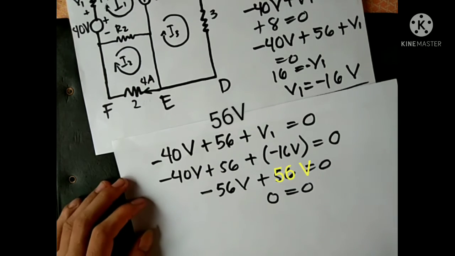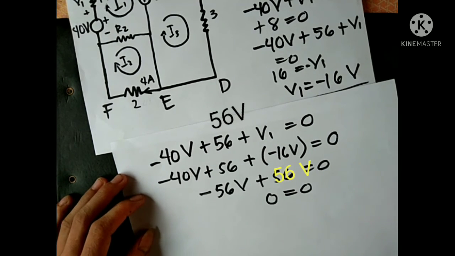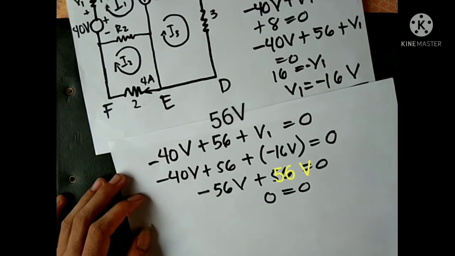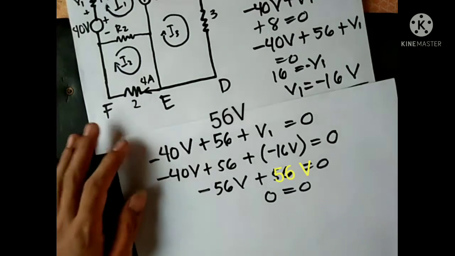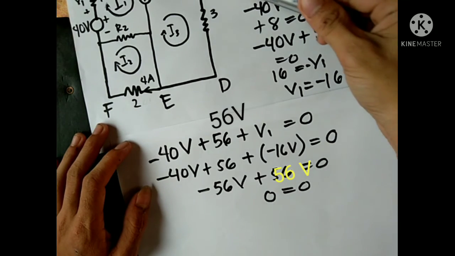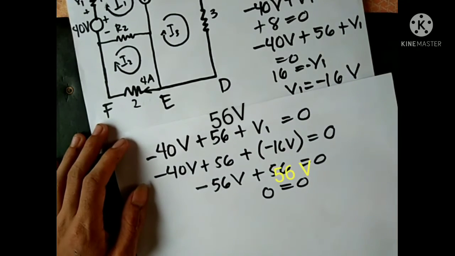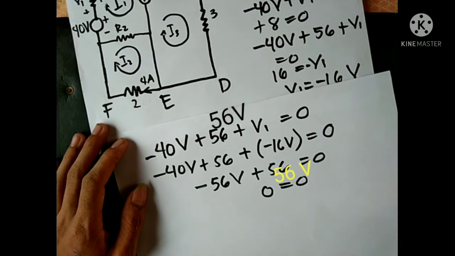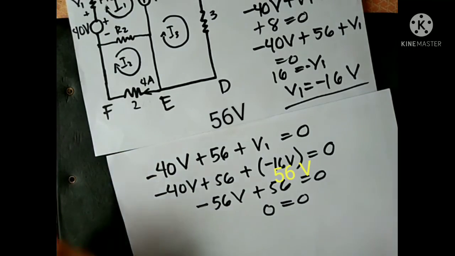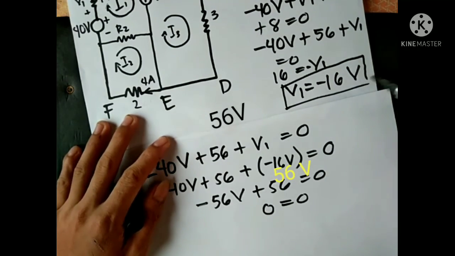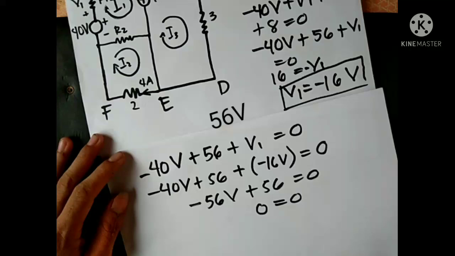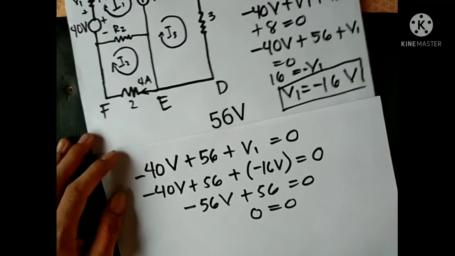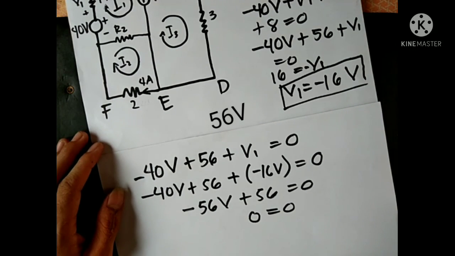According to Kirchhoff's voltage law, the voltage drops around the loop ABCDEF add up to 0. So the answer is V1 is equal to negative 16 volts. That's all for the explanations about the two given problems. That would be all, and thank you.